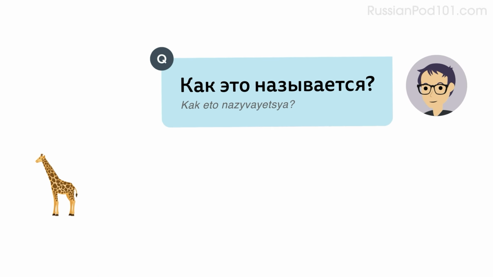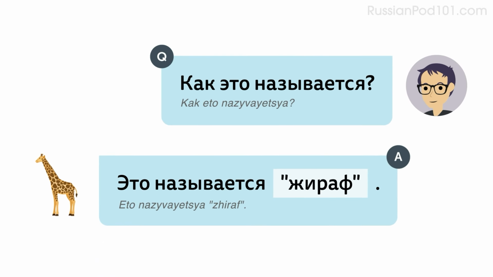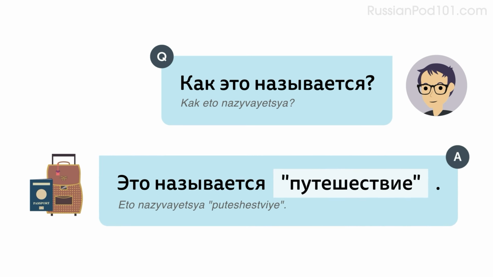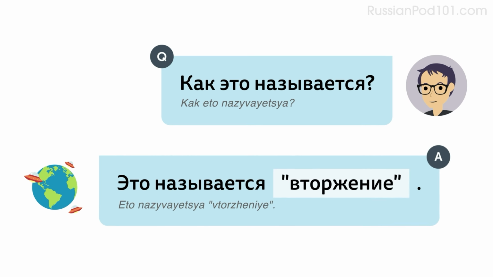Let's look at some examples. Listen and repeat or speak along with the native speakers. Как это называется? Это называется жираф. Как это называется? Это называется путешествие. Как это называется? Это называется вторжение.